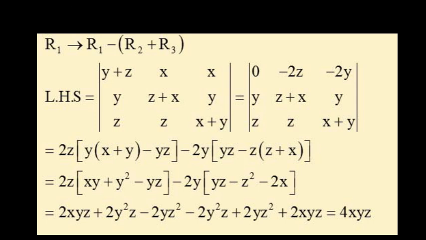Therefore, for this we change R1 to R1 minus (R2 plus R3). Then we get the first row as 0, minus 2z, minus 2y, and the remaining two rows are the same: y, z plus x, y; z, z, x plus y. Now, by using the determinant expansion along the first row, we get the value equal to 4xyz. Or the problem is also solved by directly expanding this determinant, that is, by using the first row or first column, we get the answer 4xyz.